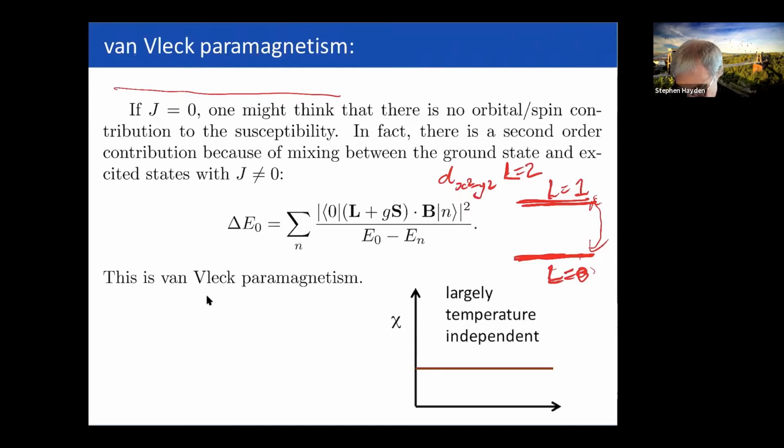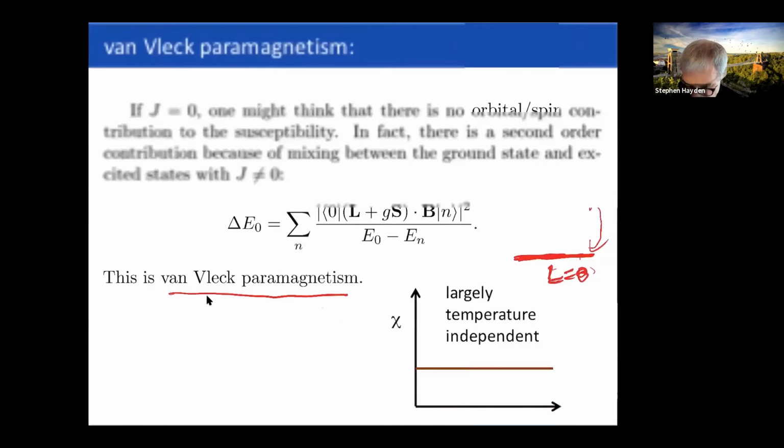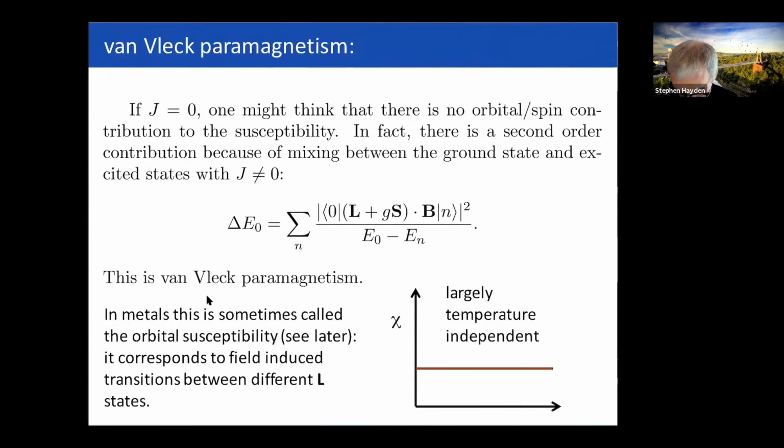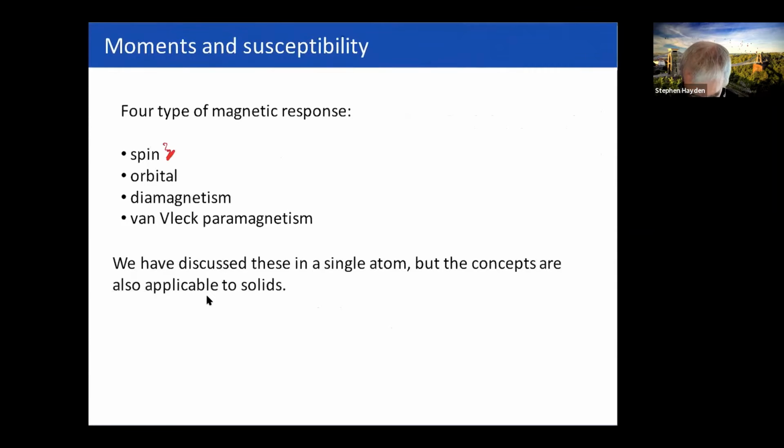I don't want to go into too much detail about it, but this sometimes comes up in many systems. You see this Van Vleck paramagnetism. So in summary, then, we've got the 4 types of magnetic response. Then there's the spin, orbital diamagnetism, and then there's more complicated mixing of orbital states called Van Vleck paramagnetism. So these all are there in the single atom, and they carry across to solids as well.